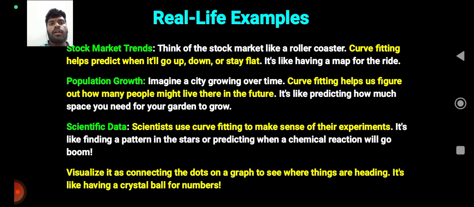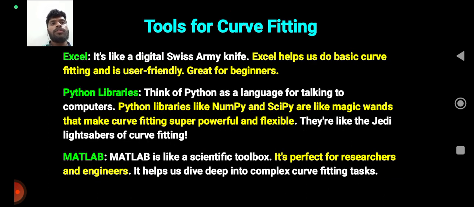Okay, and the scientific data. Scientists use curve fitting to make sense of their experiments. Visualize it as connecting the dots on a graph to see where things are heading. It's like having a crystal ball for numbers. And tools for curve fitting.